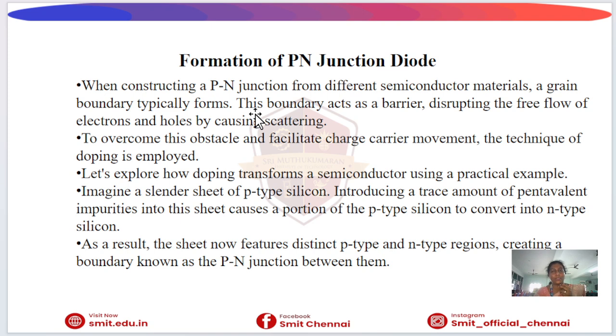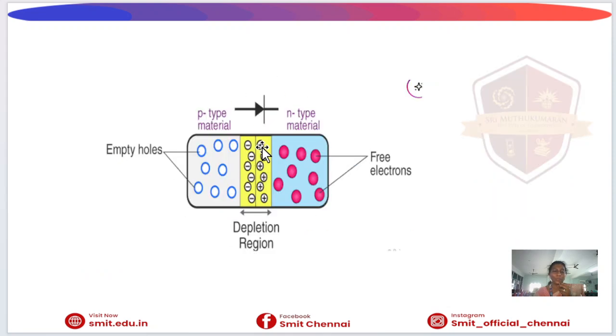A large number of electrons are present in the N region, and a large number of holes are present in the P region. Due to the concentration difference, the electrons start moving from N to P, and the holes start moving from P to N. This movement is called diffusion. Some electrons and holes recombine near the junction. In this picture, we see the free electrons move towards the holes and the holes move towards the electrons. It creates a region with no free charge carriers, that is the depletion region.